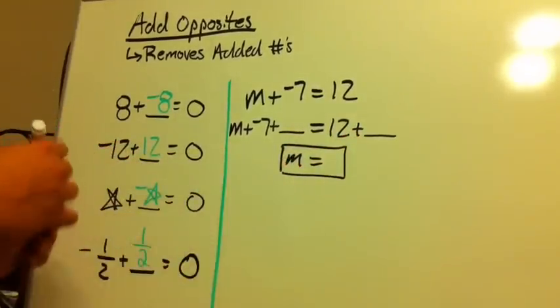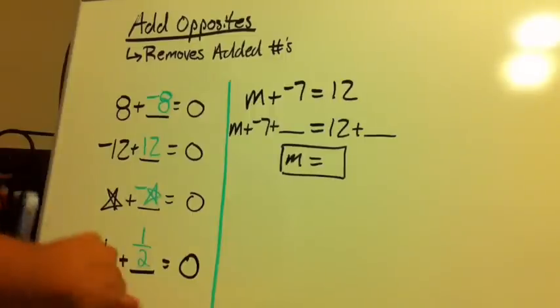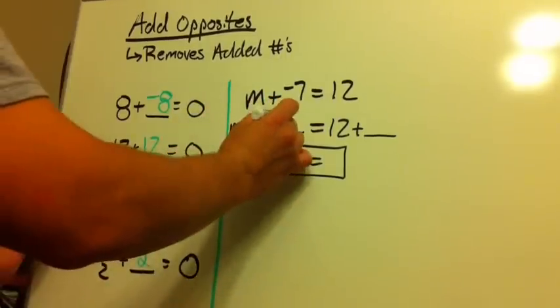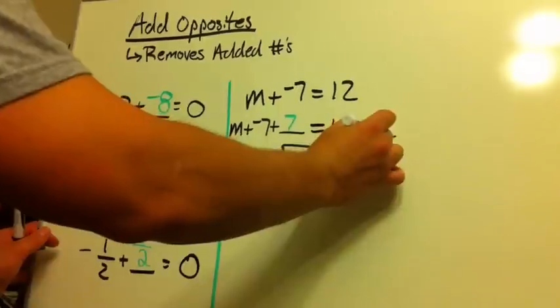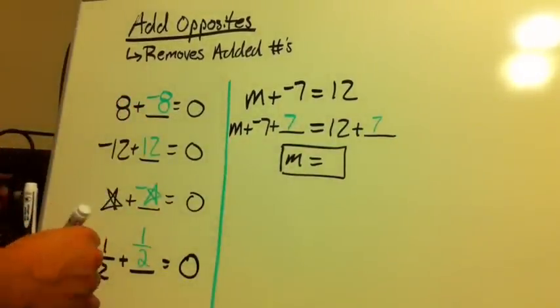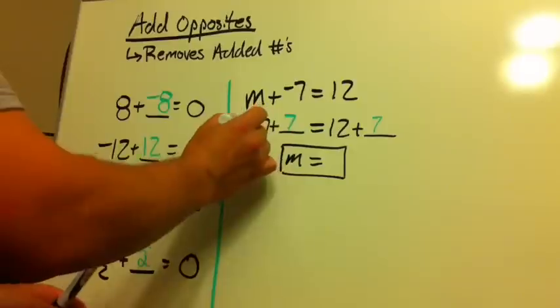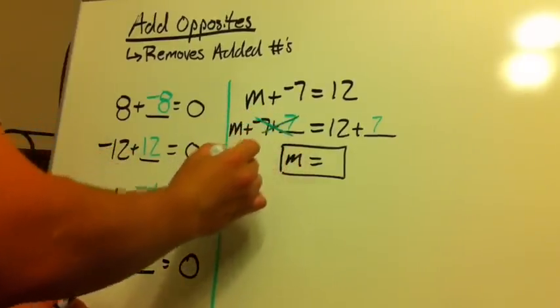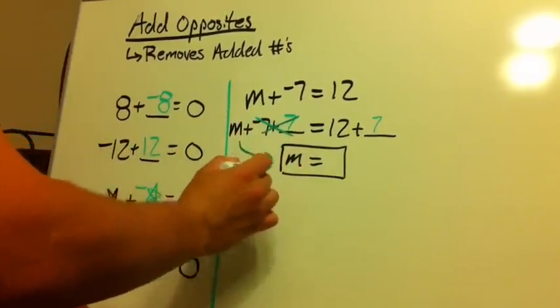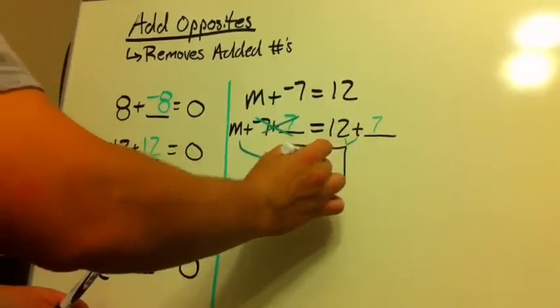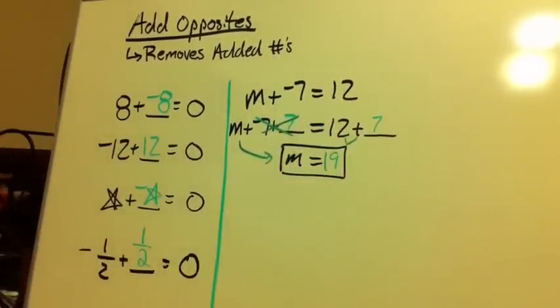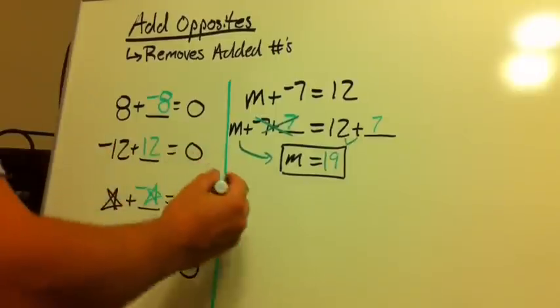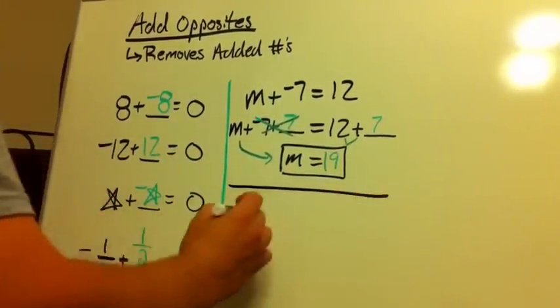I want to get M all by itself. So add the opposite of the number with the variable, 7. Add it to both sides. I will get 0. Negative 7 and 7 add up to 0. Cross them off. I'm left with M by itself. On the other side, I get 19. Try this example.